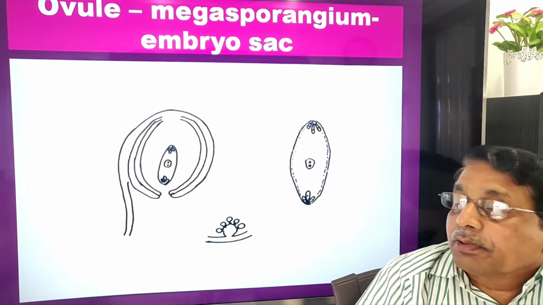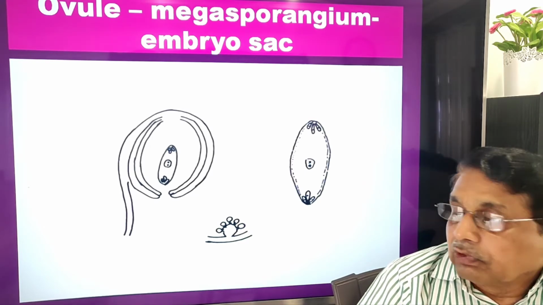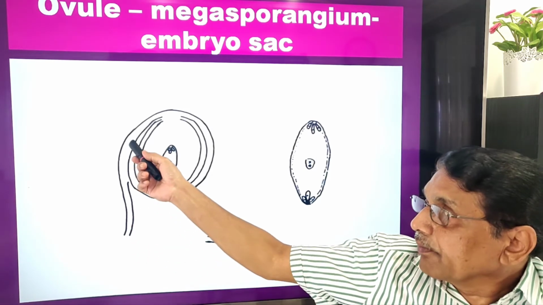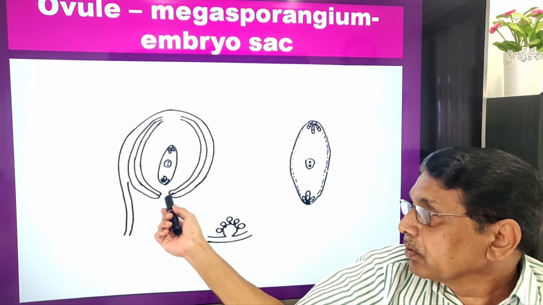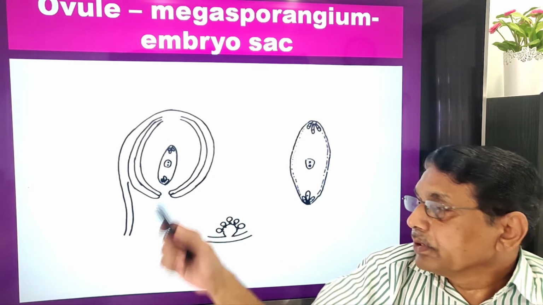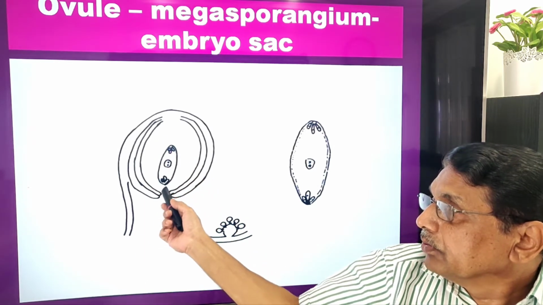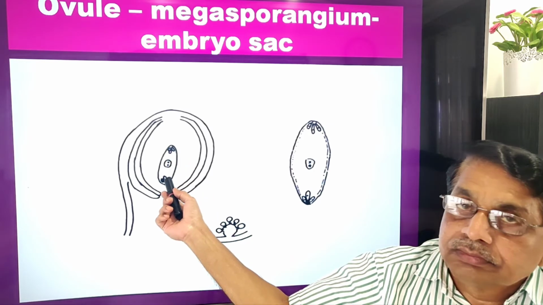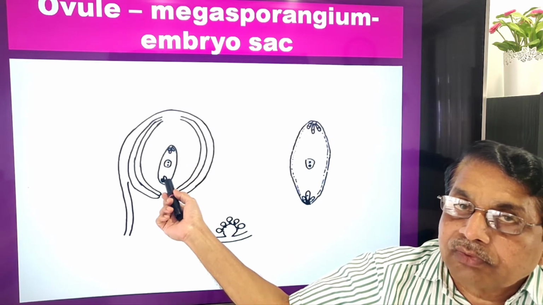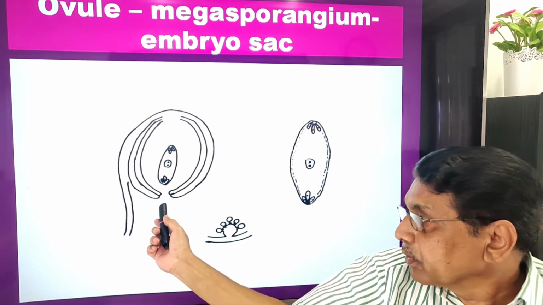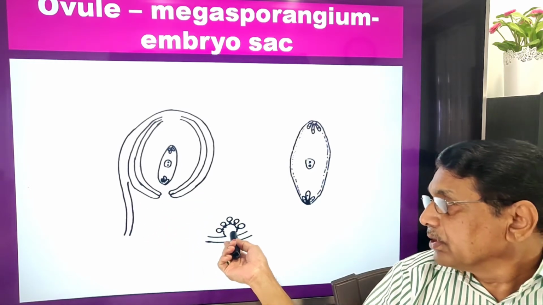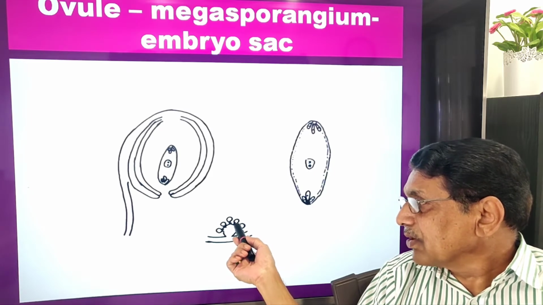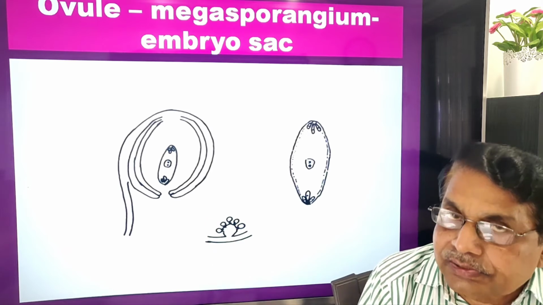Now, for exercise purpose, I kept this diagram. What is this? Funiculus. This is raphe. This is chalaza. This is micropyle. These two are integuments. What is this? Nucellus. Embryo sac. Female gametophyte, integuments, micropyle. So this is ovary wall, this is placenta, these stalk-like structures are called funiculi or funiculus, and these are ovules.